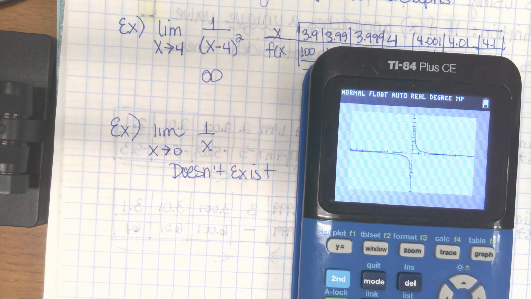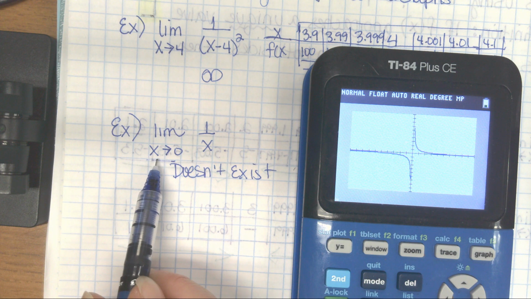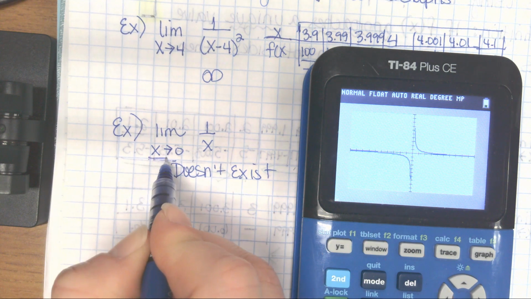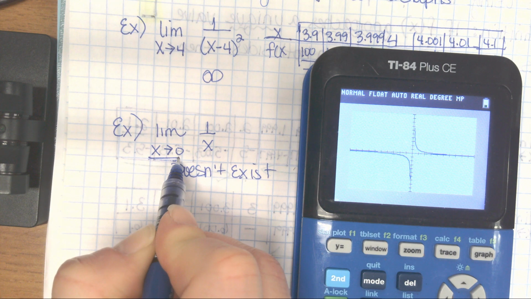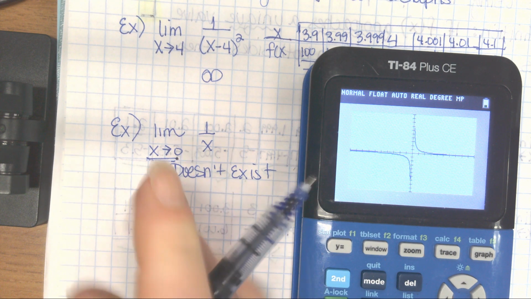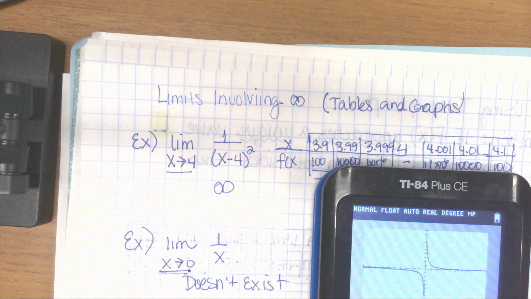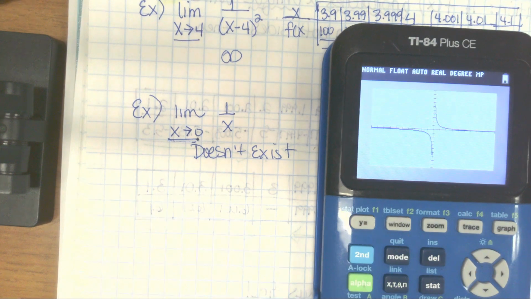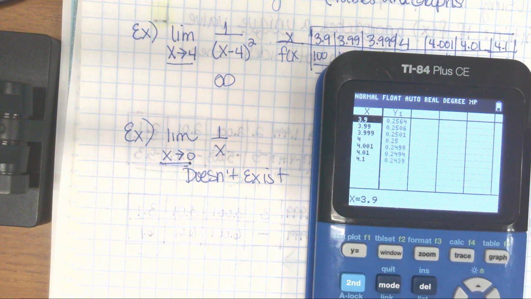Yes? Are you always looking towards 0 to figure out what they're approaching? No, this notation tells me where to look. This is saying look as x approaches 0. The other one we looked as x approached 4. So I will tell you what to approach using that notation. If we were doing a table, I can do that in a second.